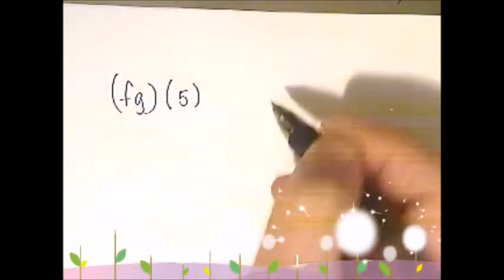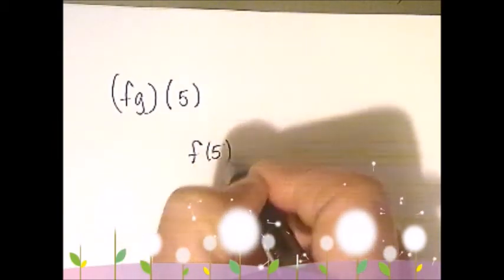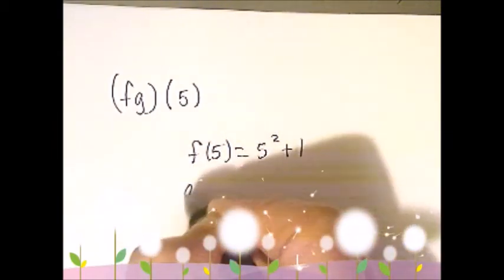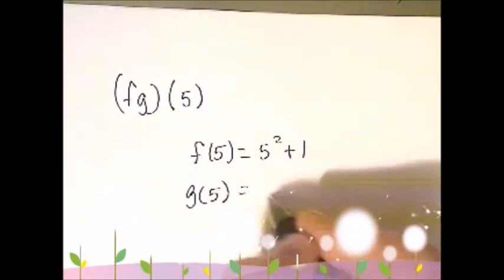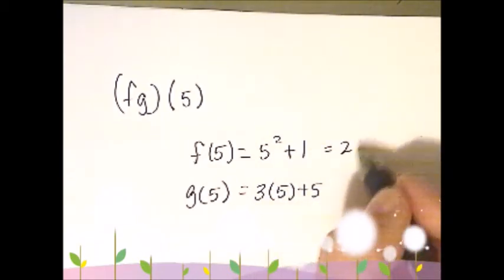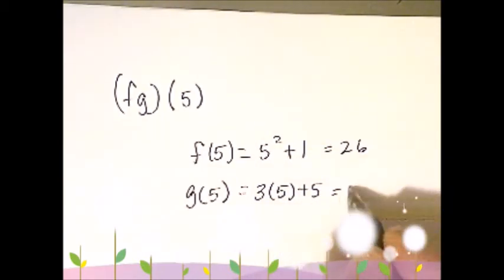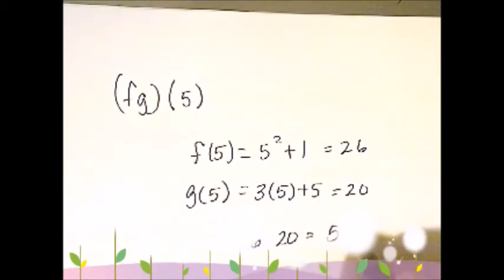If we have a problem where we are multiplying f times g, fg of 5, our f equation is f of 5 equals 5 squared plus 1. G of 5 is equal to 3 times 5 plus 5. So we get 25 plus 1 is 26. We get 15 plus 5 is 20. We're multiplying those. So that is 26 times 20, which turns out to be 520.